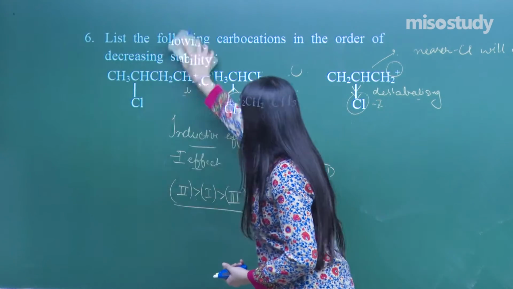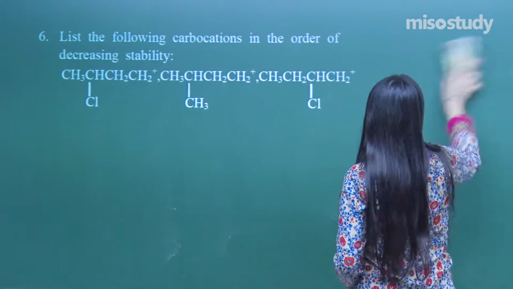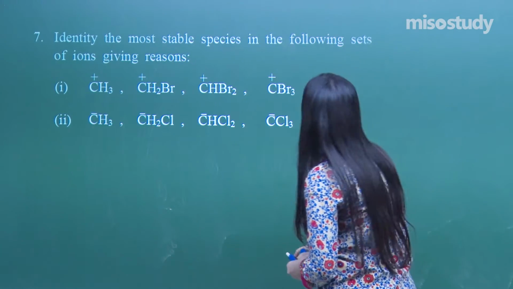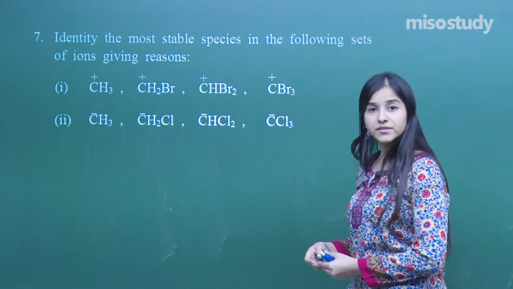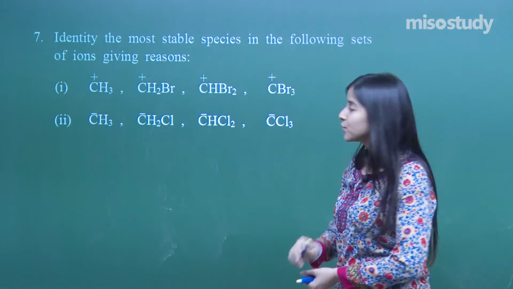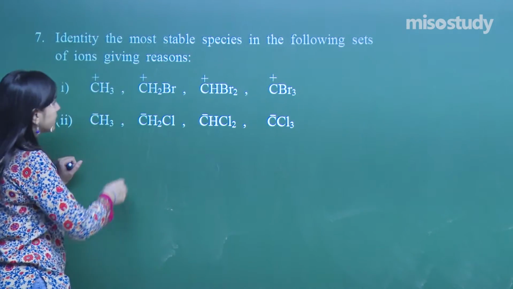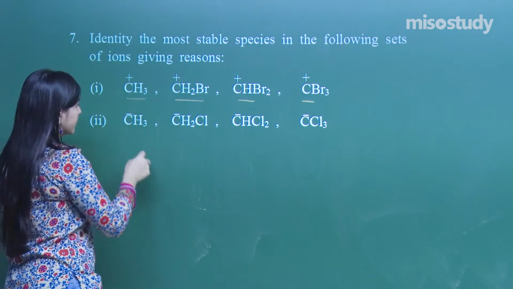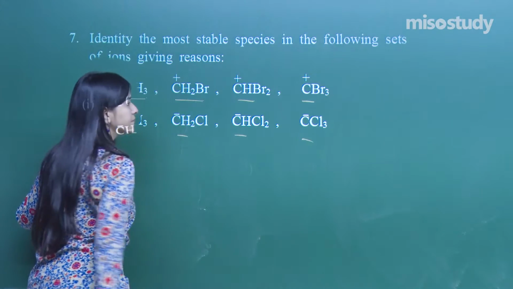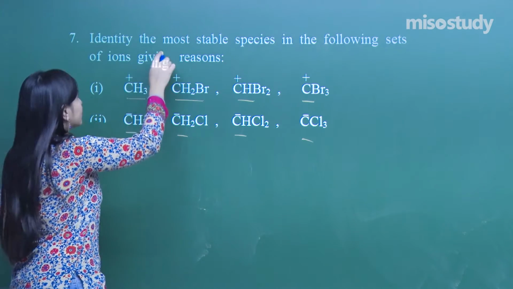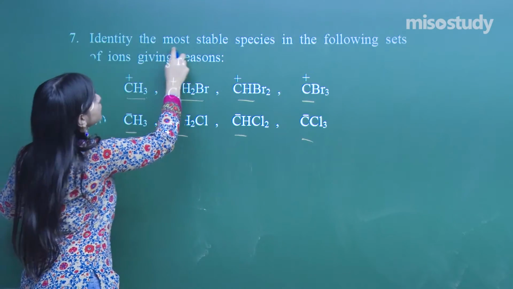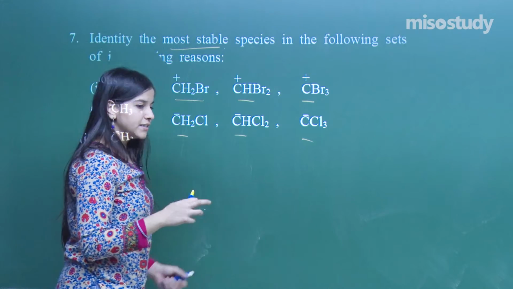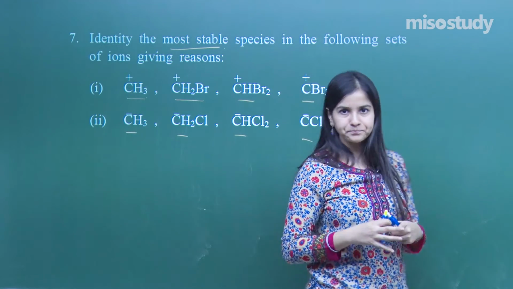Now let's move on to the 7th question. Identify the most stable species in the following sets of ions, giving reasons. Now what do you see? It's a very interesting question. These are the carbocations, you know this, right? Carbanions, you know this again. If I want the stability, identify the most stable. So if I want the stability of all, we have to see what all species are attached to it, fine?